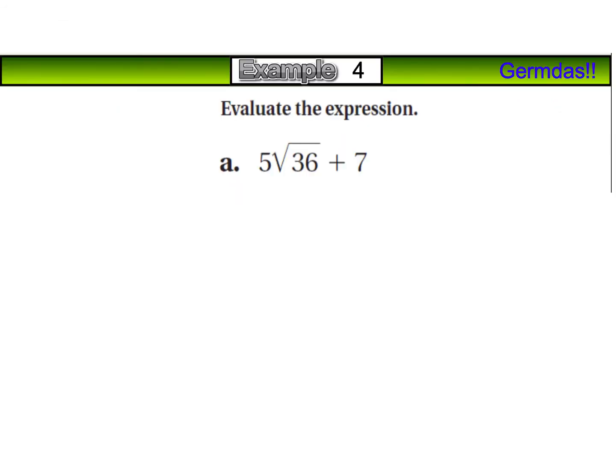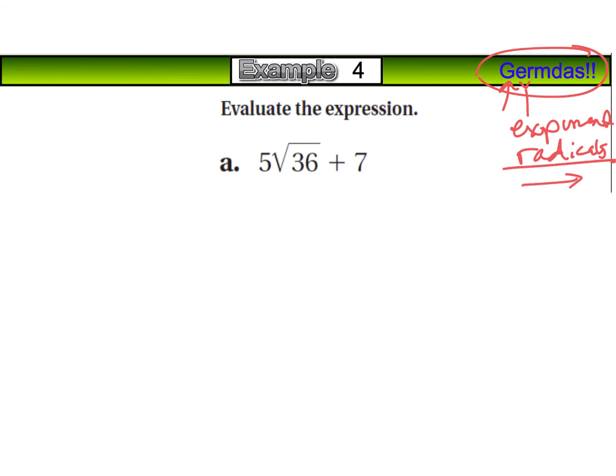Order of operations with square roots. Remember our germ DOS up here? We have grouping symbols, and then we have exponents and radicals. And now we know what radicals are. Those are our square roots. So we do them in order, exponents and radicals in order from left to right.